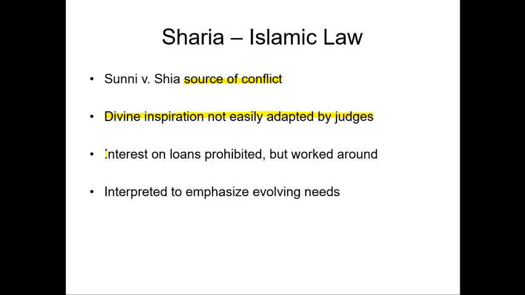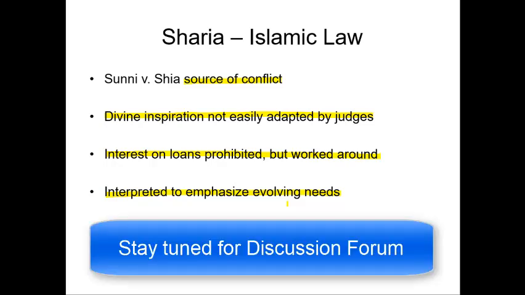You also have to massage it to make it work with modern economics. For example, in some cases, interest on loans is doctrinally prohibited, but worked around in order to conduct business. Much like a constitution, it would be interpreted to emphasize evolving needs. Particularly as we're looking at immigration and refugees and things like that, resistance to outside influences will be a constant source of concern and analysis.